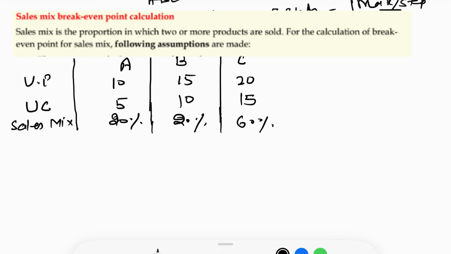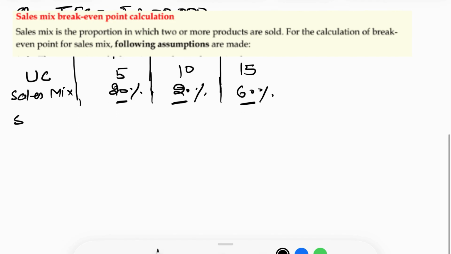What is the meaning of this sales mix? What exactly is given to us? This sales mix means the proportion in which total sales are done, which means, let's say, out of my total sales, 20% sales are of product A, 20% sales are of product B and 60% sales are of product C. This is the meaning of sales mix. The proportion in which various products are sold is called sales mix. Now this is the question given to you.